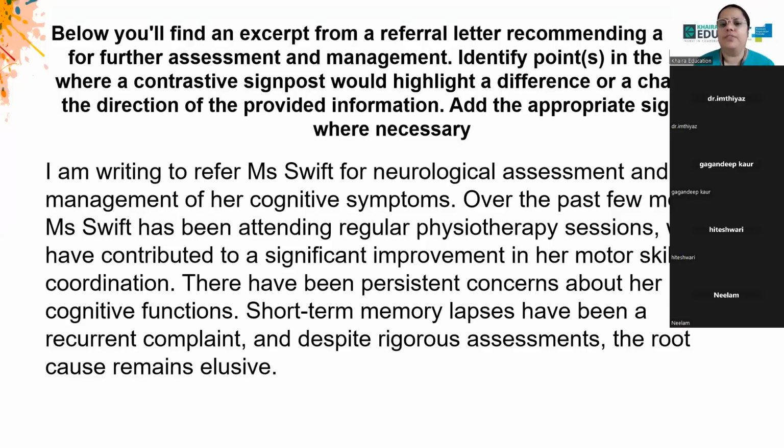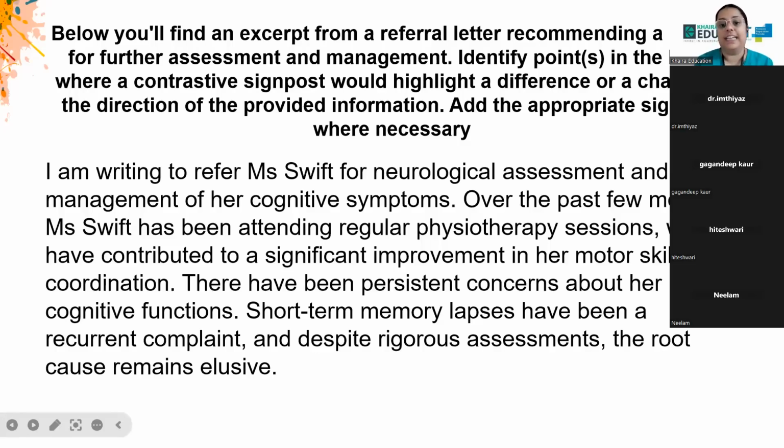Second sentence talks about the physical ability and the improvement in motor skills and coordination. The next sentence talks about problems related to cognitive functions and the examples of those problems. Short-term memory lapses are recurrent and the assessment could not identify what could be the reason. So, in which part of the paragraph are they talking about improvement over the past few months? While they're talking about no improvement or problems related to the cognitive functions in this sentence.